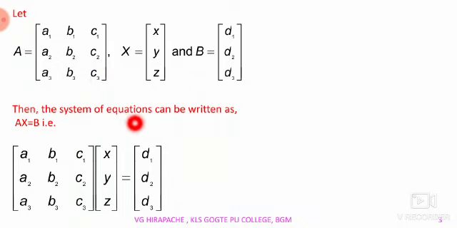Now the system of equations can be written as AX is equal to B. Just now as I told you, the product of A into X is always equal to B. Our matrix A is multiplied with the variable matrix X and that is equated with the constant matrix B. We get the three linear equations after multiplication.